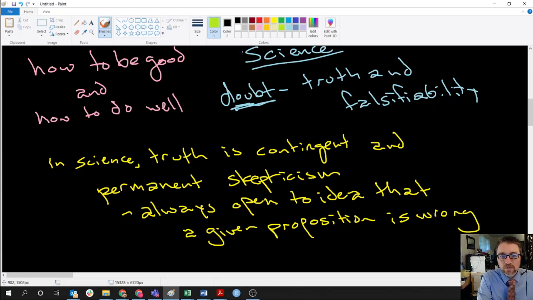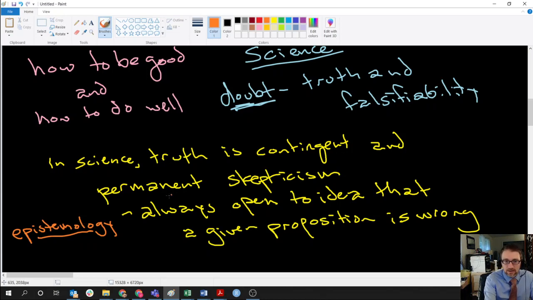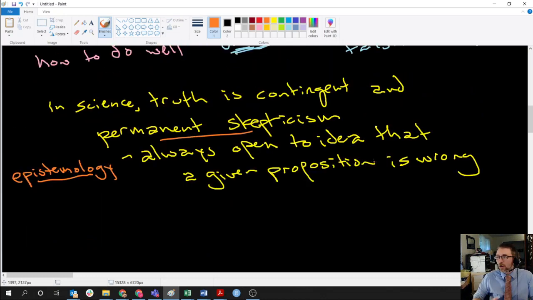And this is about knowledge. You don't need to know this word, but if you want to talk about the philosophy of knowledge, in general it is called epistemology. And every discipline sort of has its own epistemological position. Science in general, and the social sciences in particular, well, I guess all the sciences really, are committed to this idea, right? That there's this contingent and permanent skepticism. And if we can't prove an idea false, then it's not open to science, right?